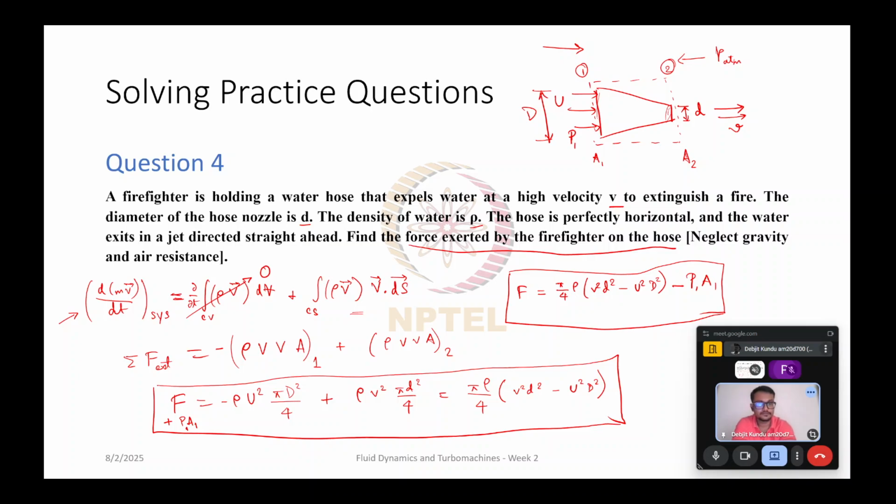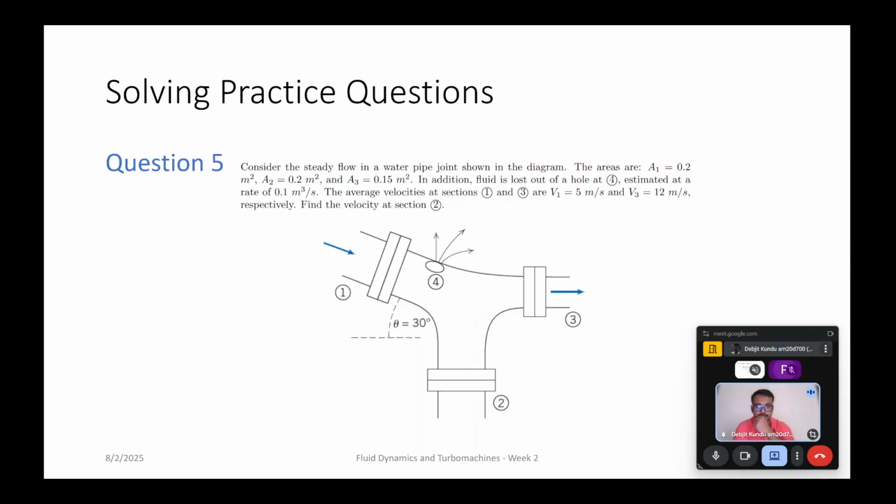All right. So hoping this was clear, we will move along. We'll move on to question number 5, which is a simple application of mass conservation equation. So it's telling us to consider a steady flow in a water pipe joint. So there are three pipes connected at a joint, and there are flows coming in and going out. So from one, there is fluid coming in. From three, there is fluid going out. From two, what happens, we don't know. We need to find that out.